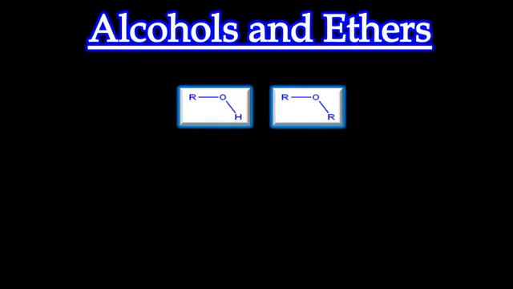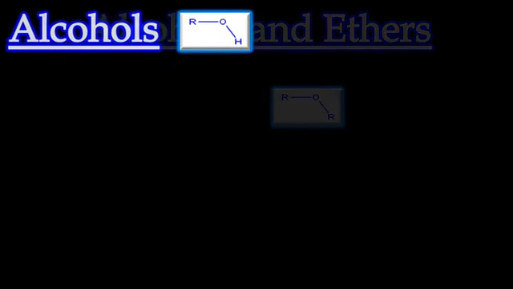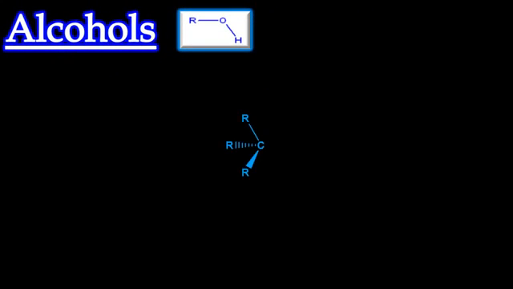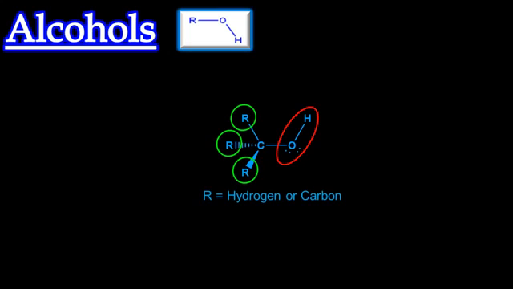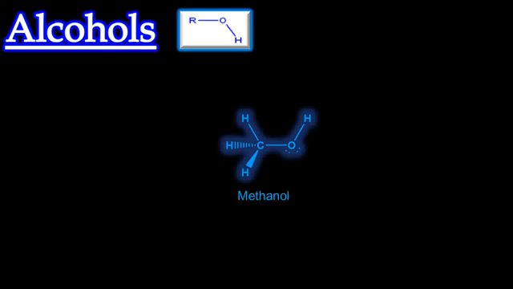Alcohols and ethers. We'll first take a look at alcohols, which feature a carbon-containing group bonded to an OH group, otherwise known as a hydroxy group. The carbon is then bonded to either additional carbons or hydrogens. If all three of these groups are replaced with hydrogens, then this results in methanol, the simplest of all alcohols.